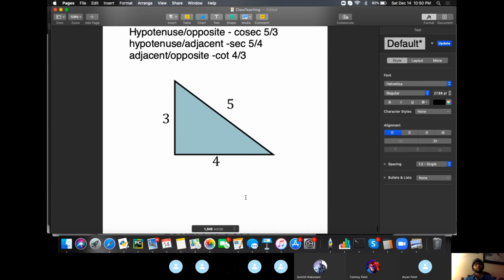So I will give you a problem. This is a word problem. I don't know if you'll find this difficult or easy.